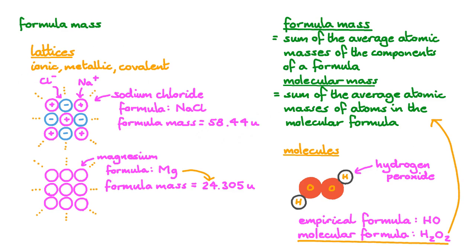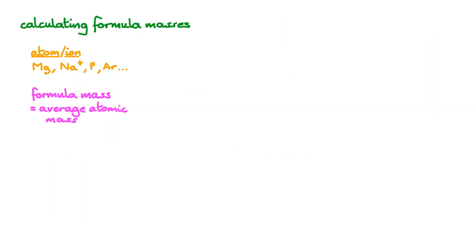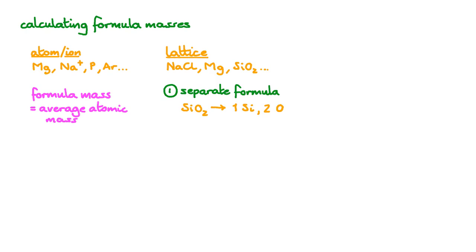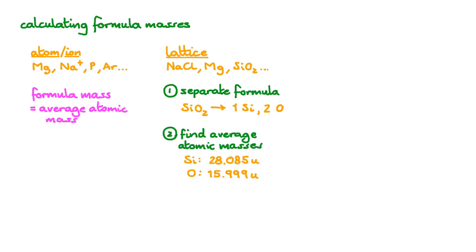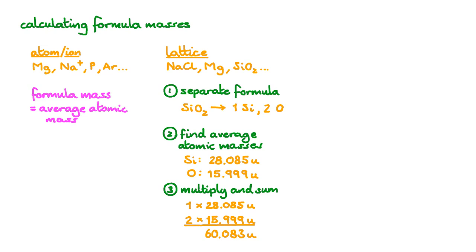Now we're going to have a look at how we'd calculate the formula mass for various types of substance. For an atom or an ion, the formula mass is simply the atomic mass of the element. For ions, we generally ignore any mass changes due to the gain or loss of electrons. For lattices, like sodium chloride, magnesium, or silicon dioxide, we start by separating the formula into the individual elements, keeping track of how many atoms or ions there are of each one. Then we look up the average atomic masses for those elements on the periodic table.